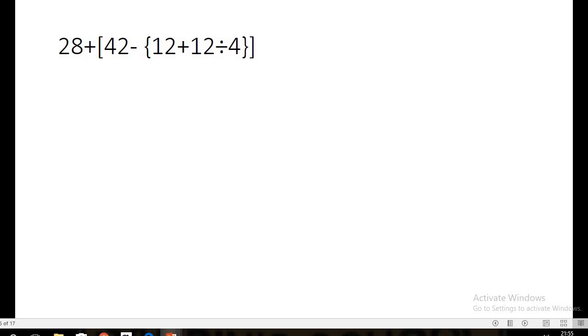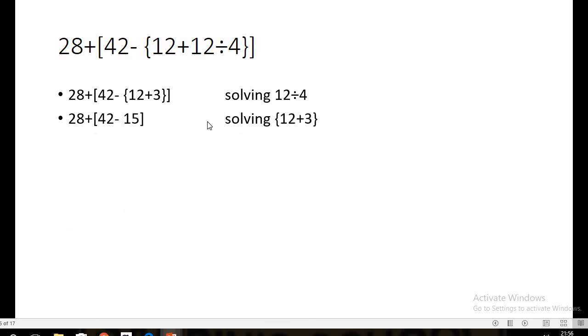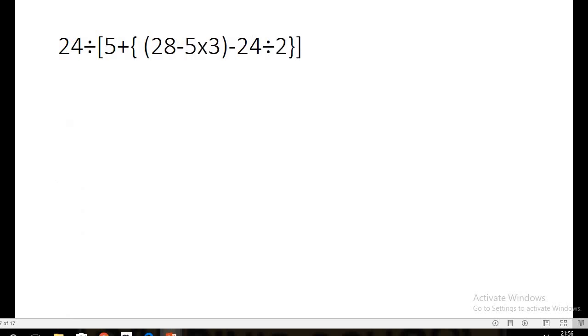Moving ahead, we have this question. Now we don't have round brackets, so first curly bracket will be solved, and in curly bracket we have two operations, out of which division will be preferred. So 12 divided by 4 gives us 3, and 12 plus 3 gives us 15. Now within the square bracket we have 42 minus 15, which gives us 27, and 28 plus 27 gives us 55 as the final answer.